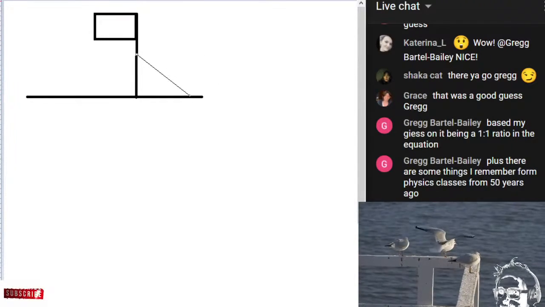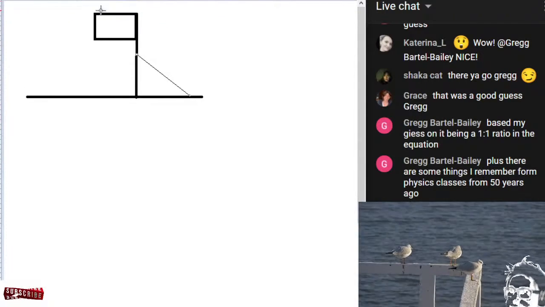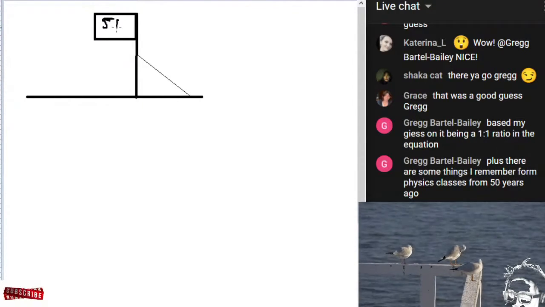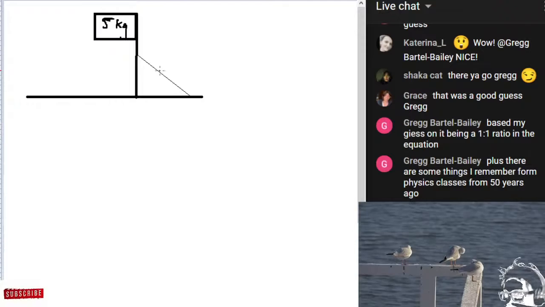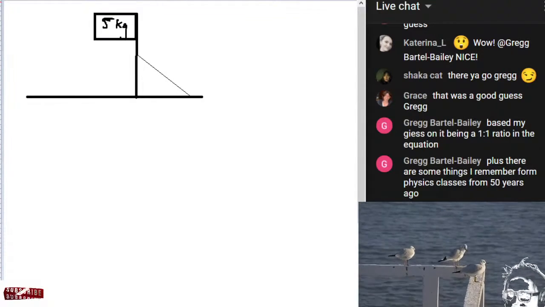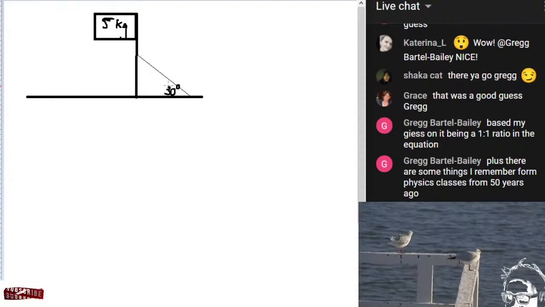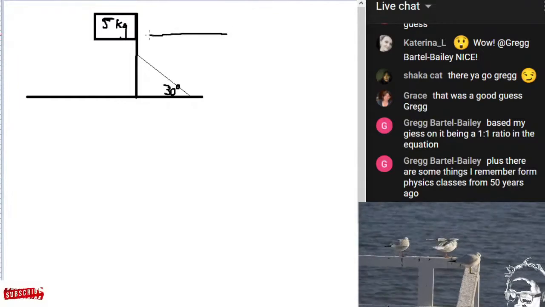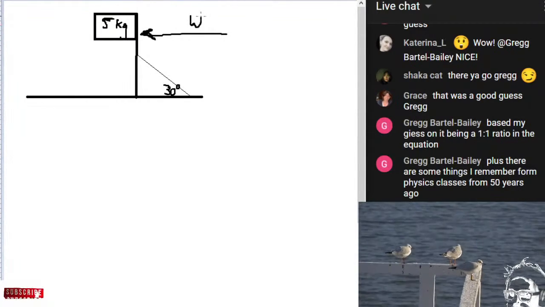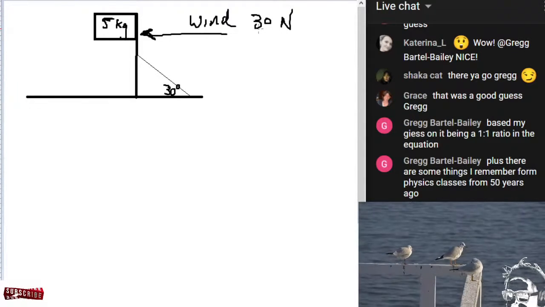All right, this is a flag. And this here, let's say, is a 5 kilogram flag. And this is a tension wire. We'll call this angle alpha. Let's make it 30 degrees. And there's a wind pushing in this way. Let's say the wind is pushing with 30 newtons of force.